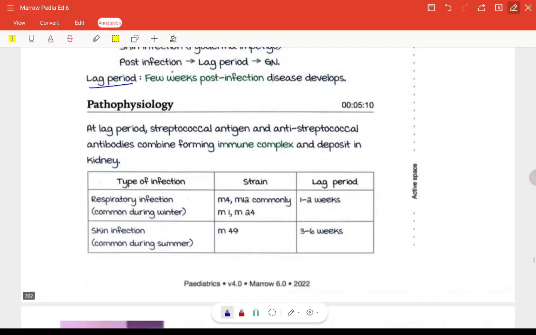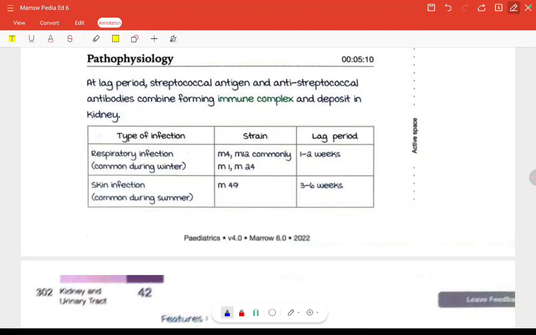Now starting with the pathophysiology. At the lag period, streptococcal antigen and anti-streptococcal antibodies combine, forming the immune complex and deposit in the kidney. So there will be immune complex deposition in the kidney. An immune complex will be formed by the streptococcal antigen and the streptococcal antibodies.